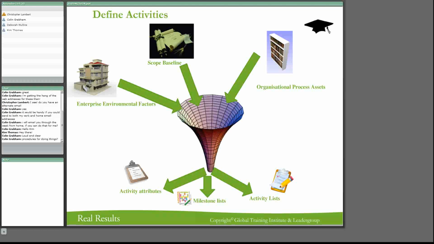And we want the attributes of those activities. In other words, what is the character? What is this activity about? Give us the attributes of it. That's what we want from that. And then we want a milestone list. Now, what's the difference between an activity and a milestone? Can anybody hazard a guess and give me an idea of what a milestone is and the difference between a milestone and an activity?